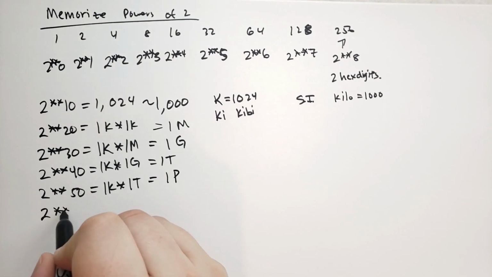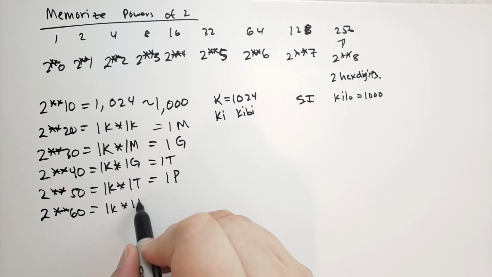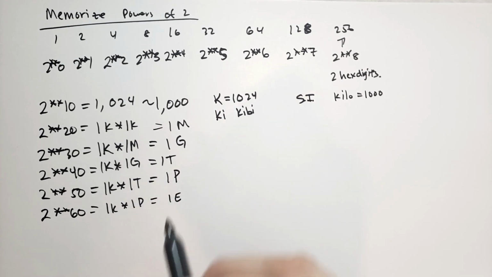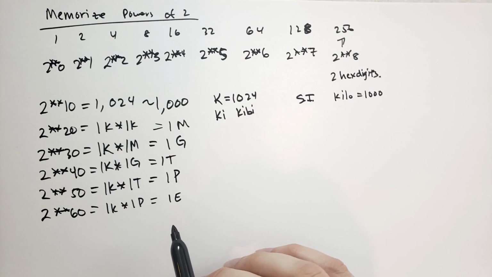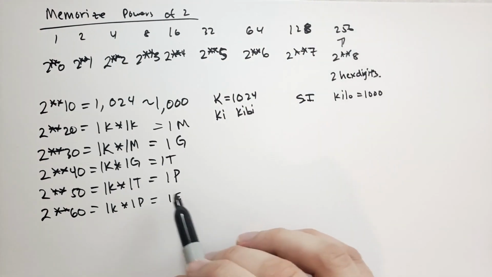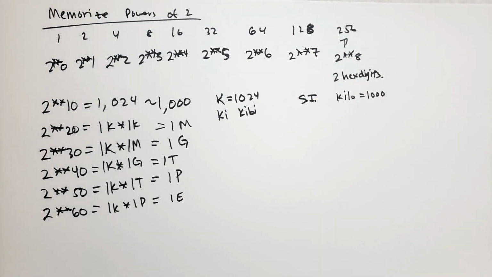All right, 2 to the 60 is 1K times 1P, which is 1E, which stands for exa, okay? They say XB in the binary prefix. And this, we're starting to talk about numbers that start to compare with all the data stored. I think back in 1995, they were at the exabyte range for all the data you can possibly store. Nowadays, we can go beyond that.